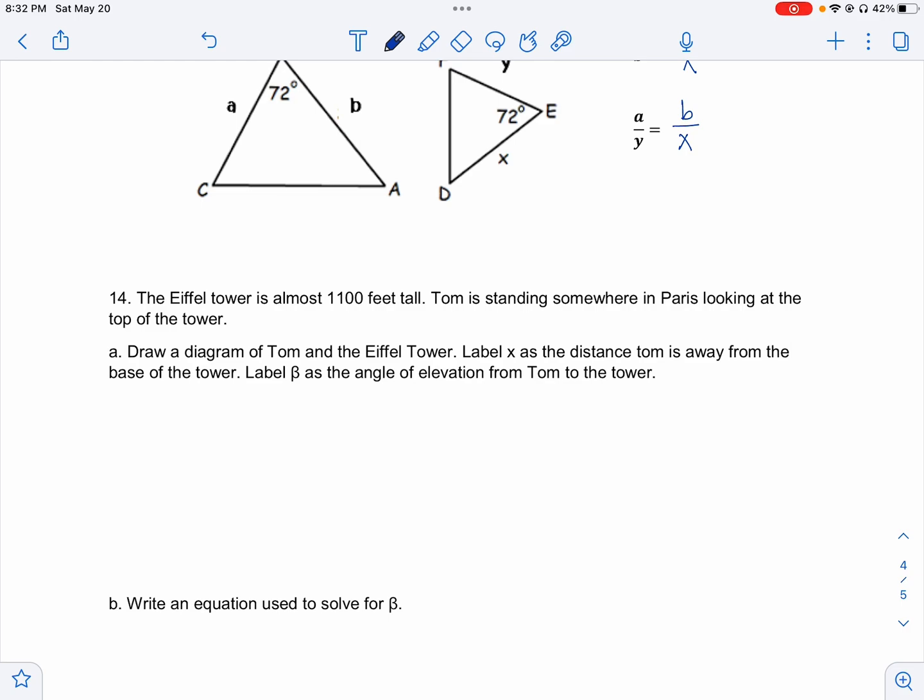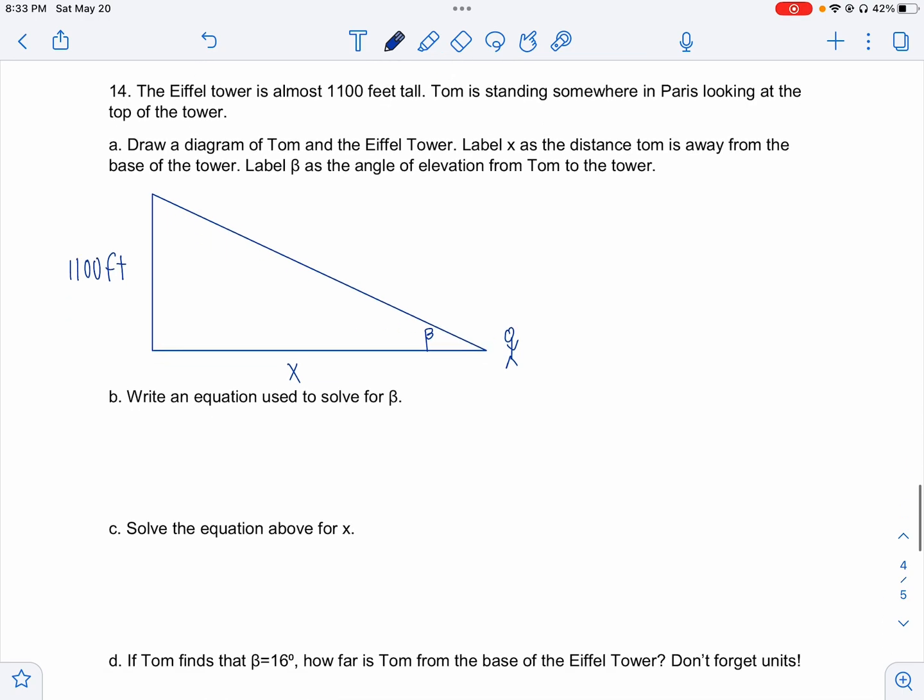The Eiffel Tower is almost 1,100 feet tall. Tom is standing somewhere in Paris looking at the top of the tower. Draw a diagram of Tom and the Eiffel Tower. I'm just going to draw this as a triangle. We have 1,100 feet. And Tom is somewhere looking at the top of it. He's looking up at the top. X is the distance that Tom is away from the base of the tower, and beta is the angle of elevation from Tom to the tower.